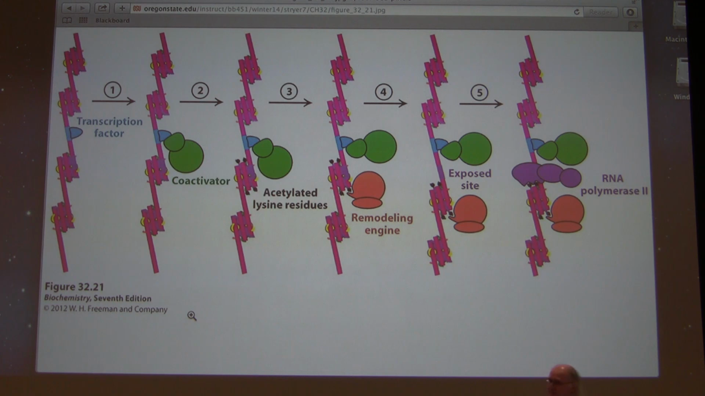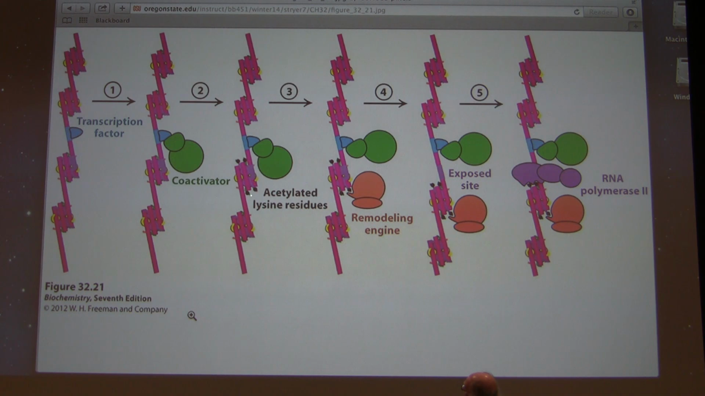So in our case, this was the nuclear hormone receptor. The nuclear hormone receptor bound to estradiol and provided a place for the co-activator to bind. What did the co-activator do? Well, the co-activator is a histone acetylase. It puts acetyl groups onto lysines. So we see that this co-activator puts acetyls onto the lysines.